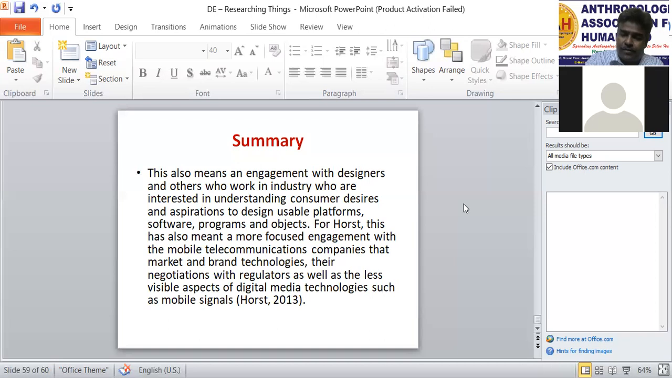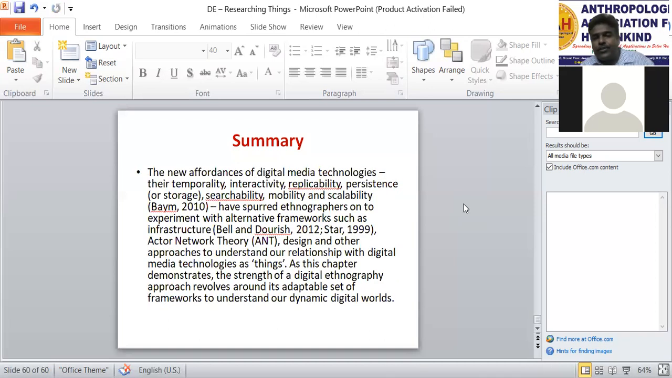Horst 2013. The new affordances of digital media technologies, their temporality, interactivity, replicability, persistence or storage, searchability, mobility, scalability, have spurred the ethnographers on to experiment with alternative frameworks such as infrastructure.